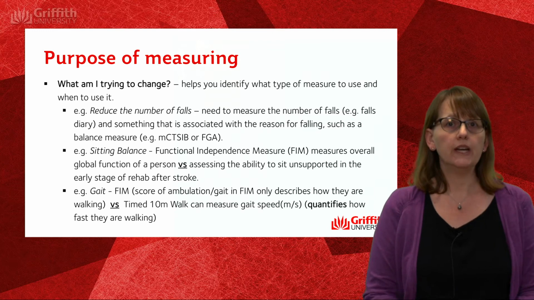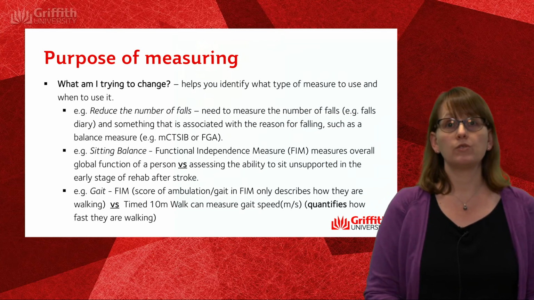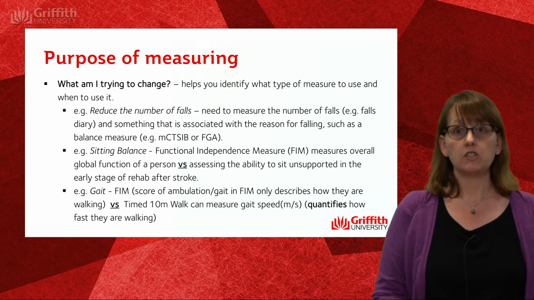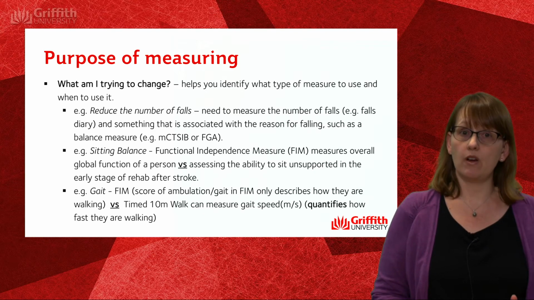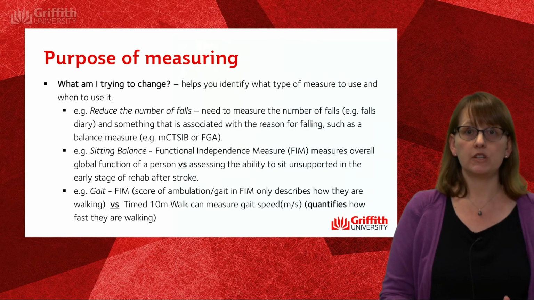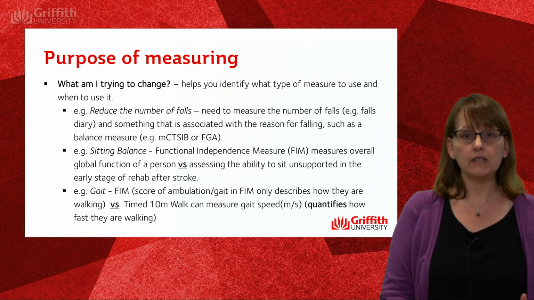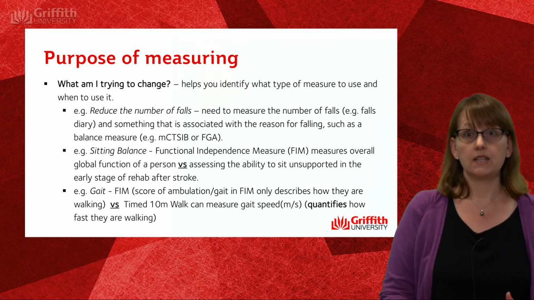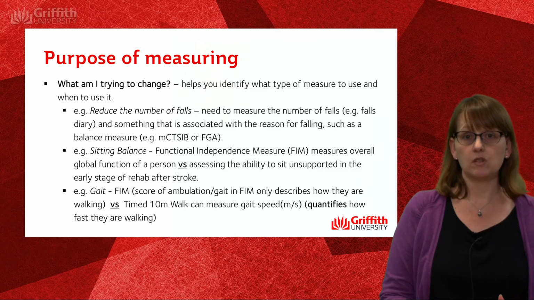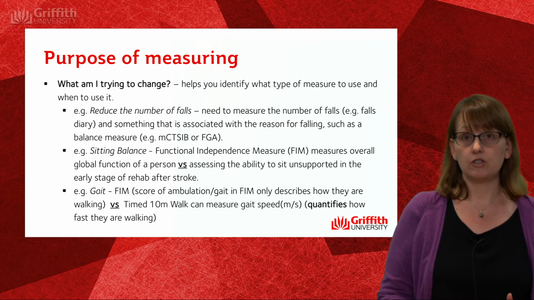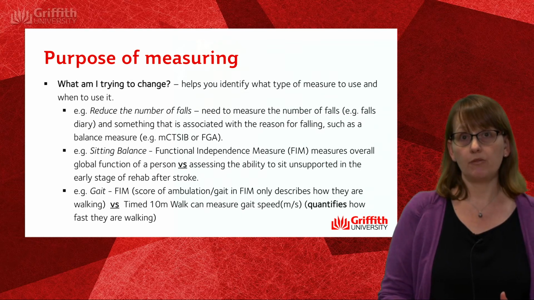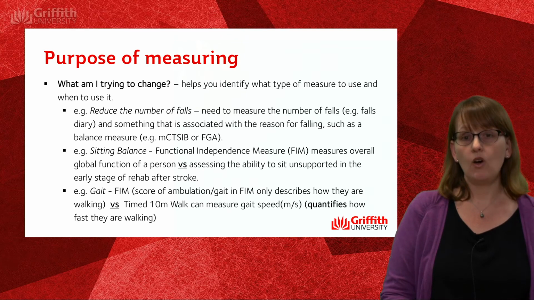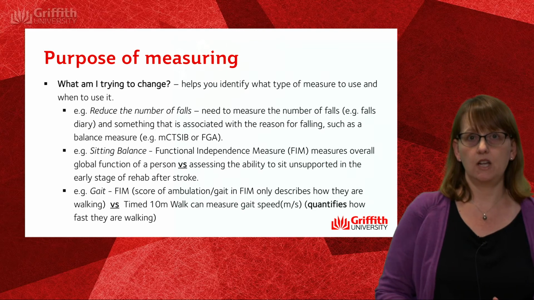So for example, if we're trying to reduce the number of falls that a patient is having, we need to measure the number of falls in the first instance. So we might use something like a falls diary. Then we need to also measure something that might be associated with the reason for them falling, such as a balance measure. So we'll talk about these in your tutorials and practical classes, but the modified clinical test for the sensory interaction in balance, or CTSIB, or a functional gait assessment, the FGA.